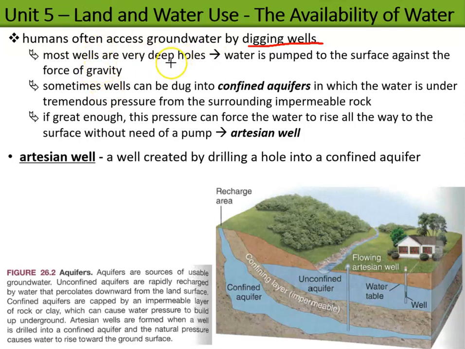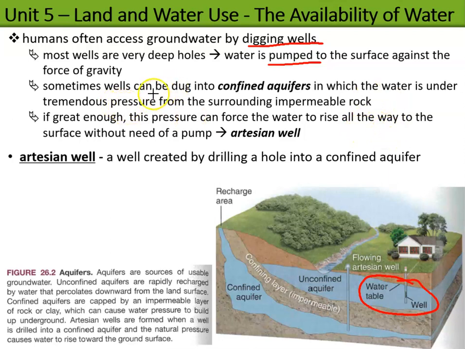So most wells are simply very deep holes, and they're dug down to the point where they encounter the water table, and they go below the water table. And so here you see a well that has been dug down below the water table, and it's a hole, and there's water that's down there in the well. And in most cases, water has to be pumped to the surface against the force of gravity, because the water is down in the bottom of the hole that is the well.